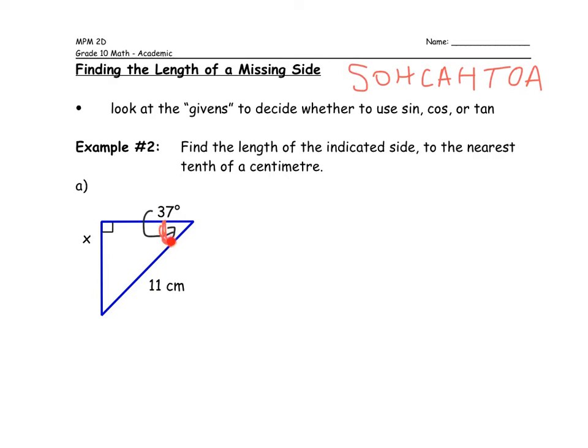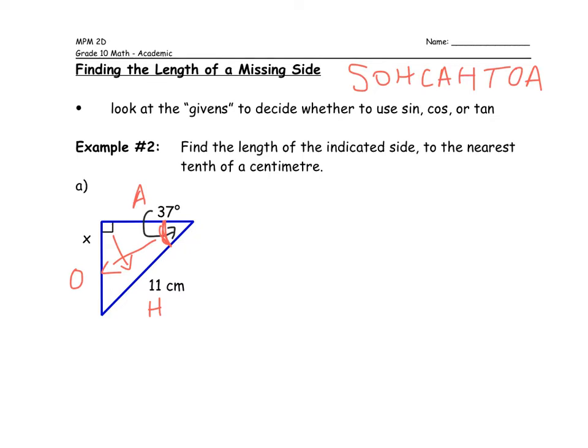So I can start to label. Here being my right angle in my triangle, I know that this 11 centimeters is my hypotenuse. I'm looking at the side opposite the given angle, and that forms my opposite side. And then this last side, which forms the other arm of my angle, is the adjacent side. Now I've labeled all my sides. Now I have to make a decision about whether I'm going to use sine, cosine, or tangent in this situation.